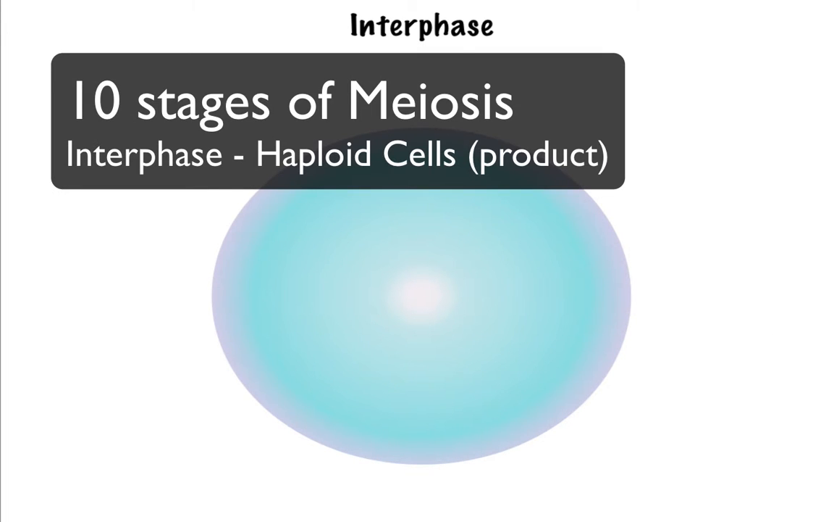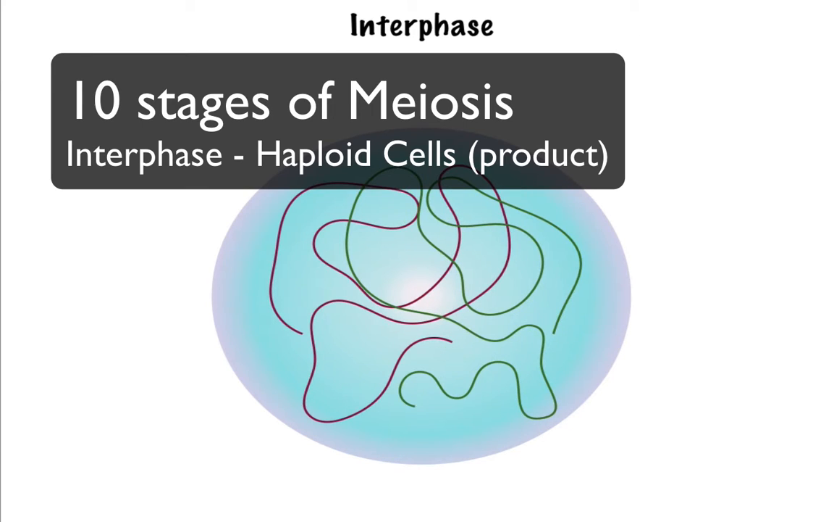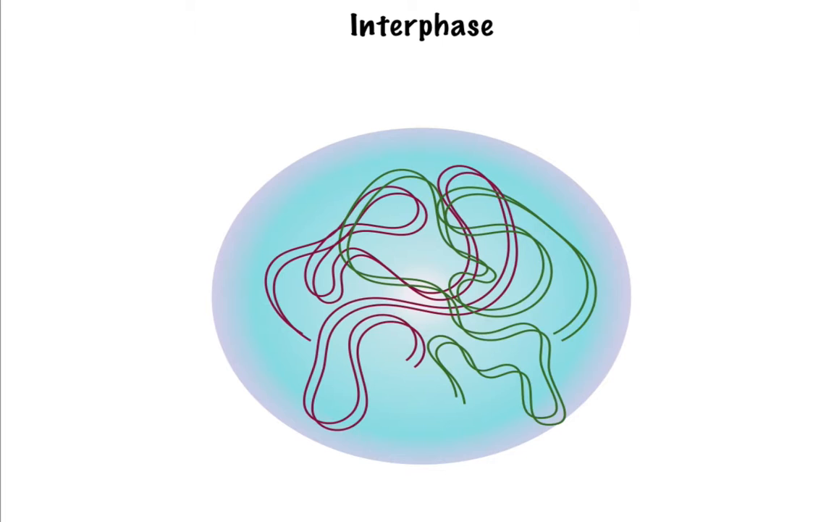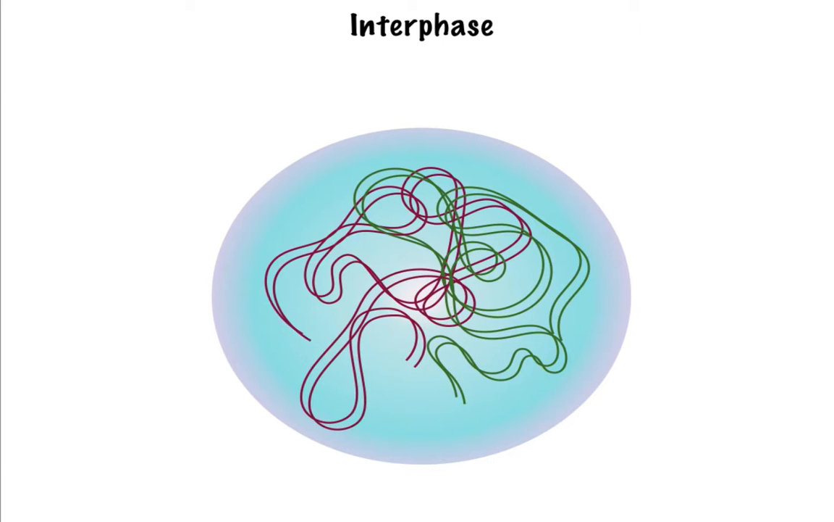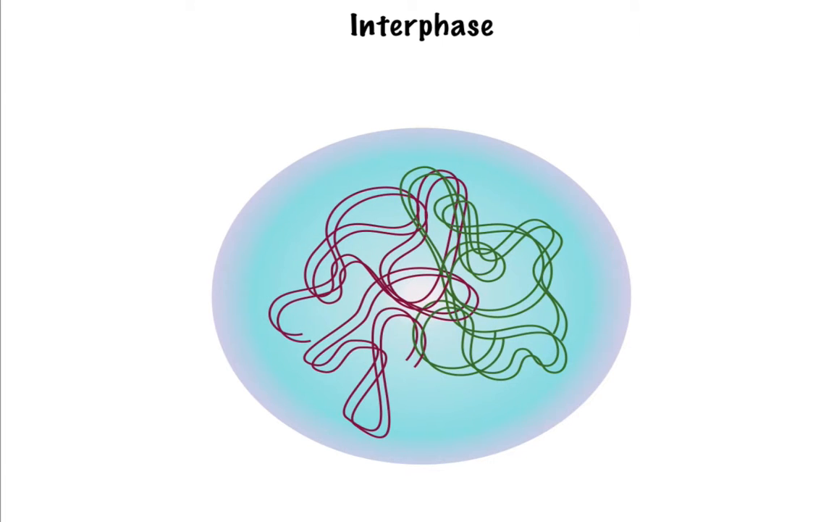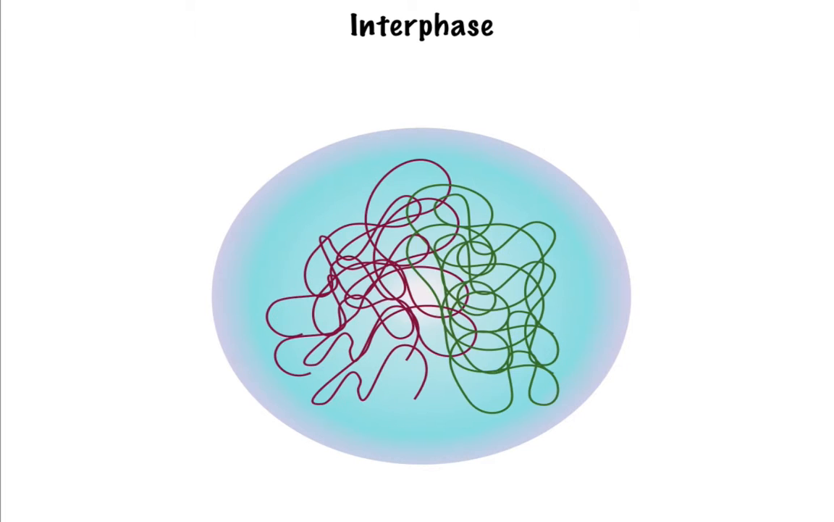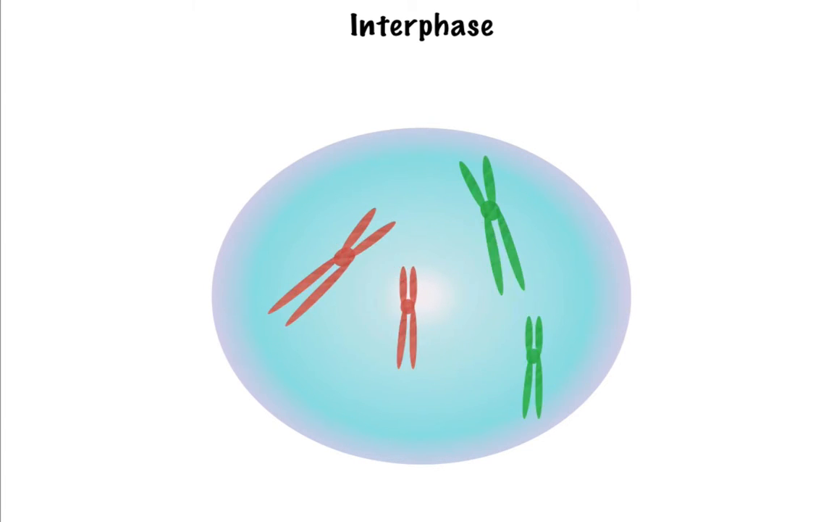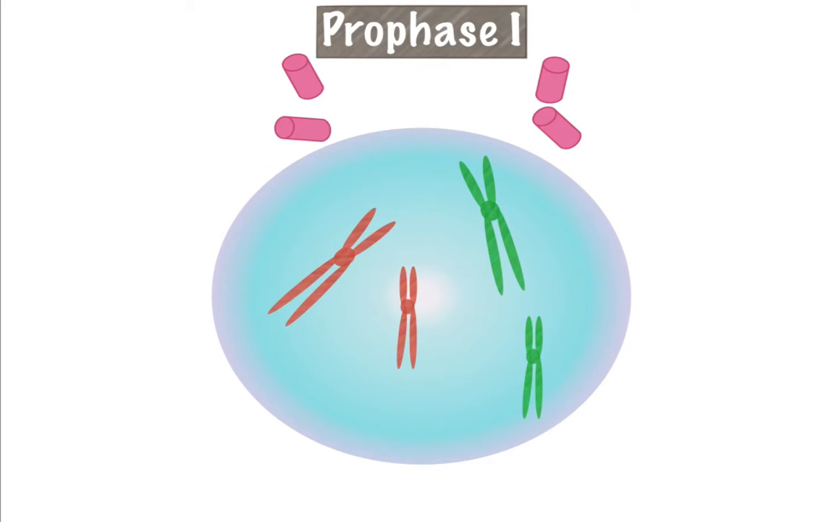Interphase. If you recall from mitosis, interphase is the process in which your organelles are replicated, and your DNA is also replicated. It condenses into the form of chromosomes. Those chromosomes each have all the genetic information that makes you.